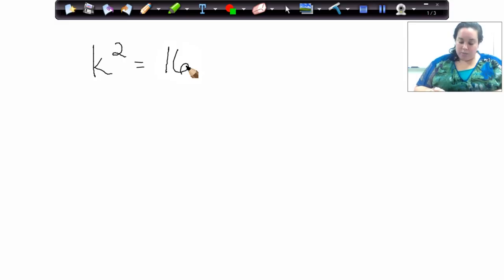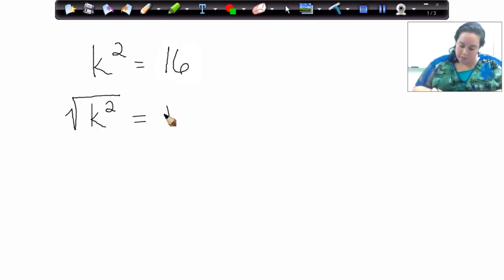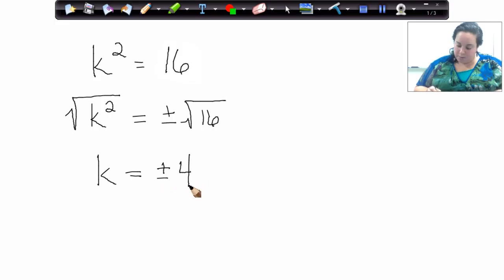So what we're going to do is take the square root. The opposite of squaring something is taking the square root. So we'll take the square root of both sides, but we have to remember that when we do so, we need to do plus or minus on the other side. It's like absolute value, plus or minus. So plus or minus square root of 16 is plus or minus 4. And then we have our two answers.